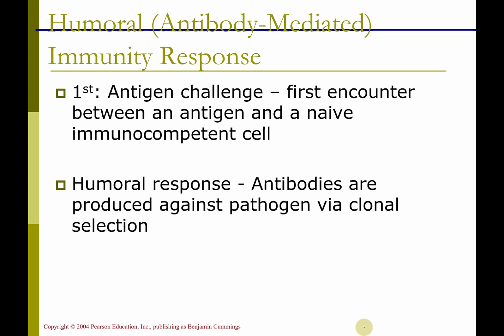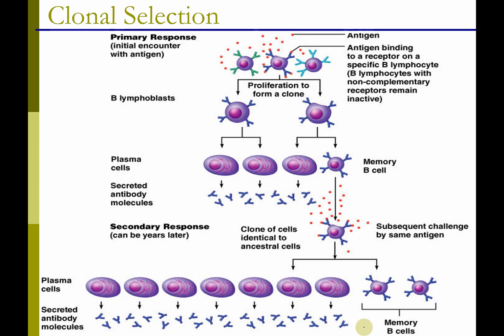What happens next is that the B cell is going to clone. So the easiest way to show you this is with a picture. Okay, this is called clonal selection, but it's what happens in the humoral response.